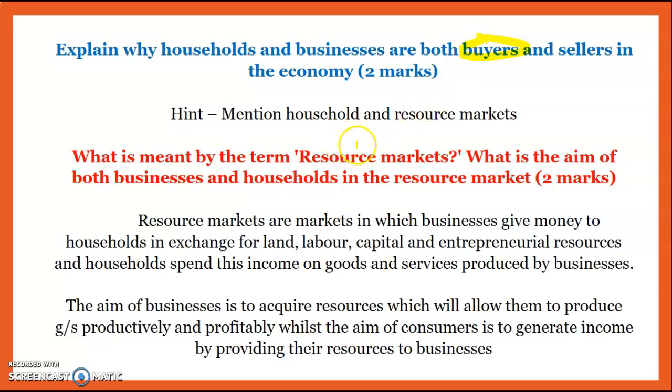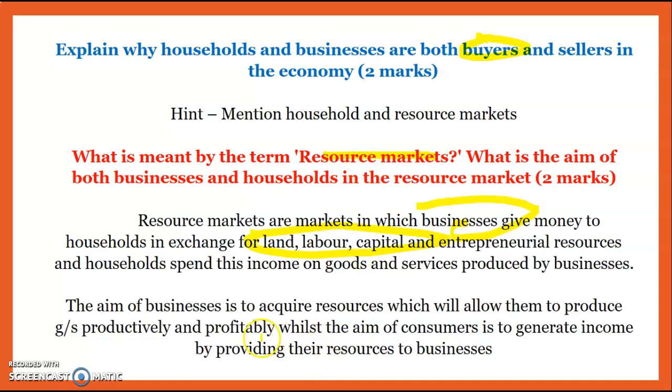What is meant by resource markets and what is the aim of both businesses and households in the resource market? So resource markets are markets in which businesses give money in exchange for land, labour and capital. And households spend this income on goods and services produced by businesses. But that happens in product markets. So the resource market is where the household sector sells land, labour and capital to businesses.